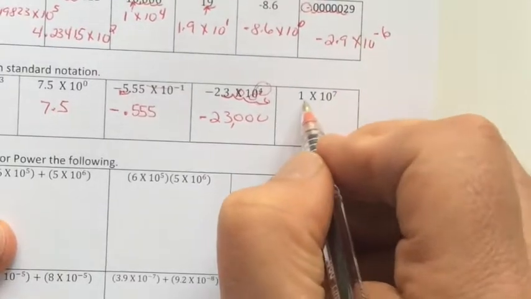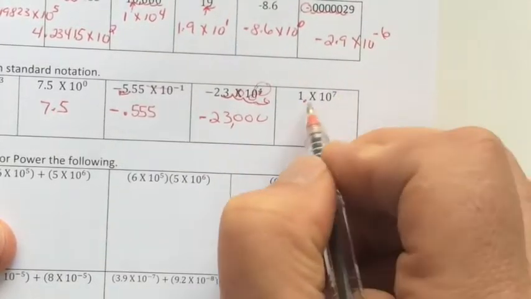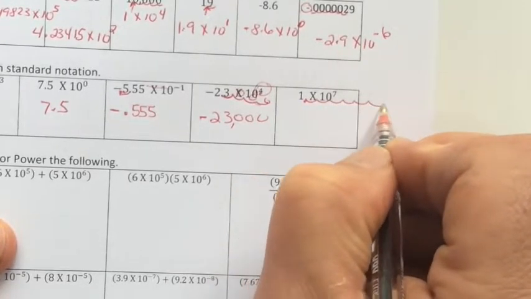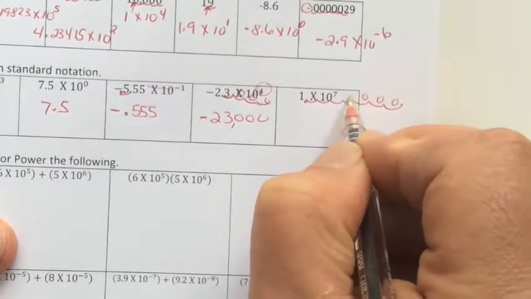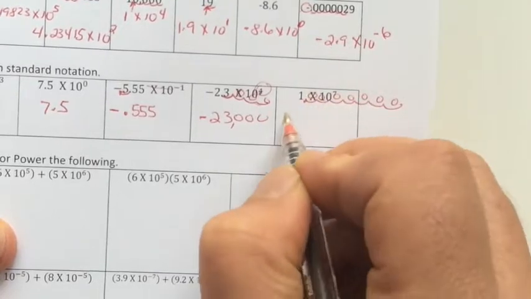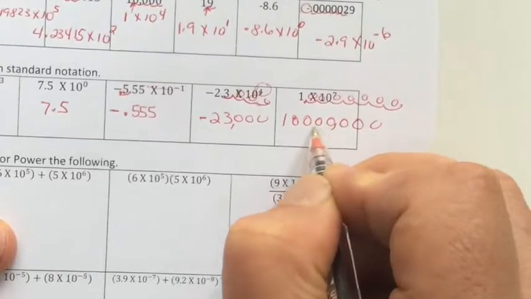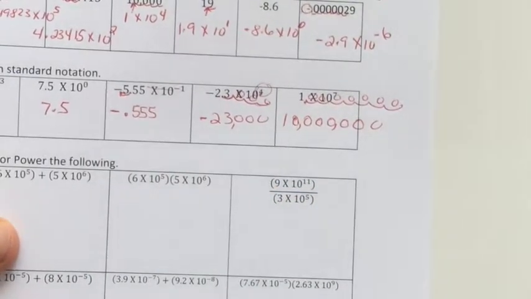Okay, so this 7, there's the invisible decimal, so it means move it 7 places bigger. 1, 2, 3, 4, 5, 6, 7. That means there's 7 zeros on there. So 10 million is what that ended up being.